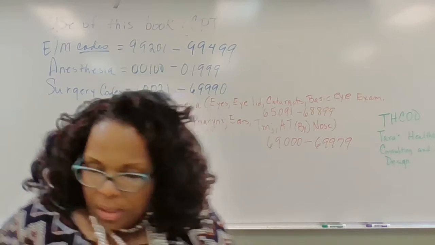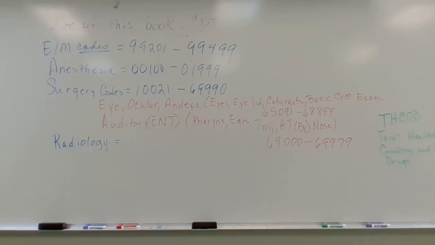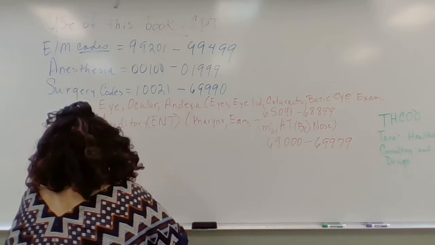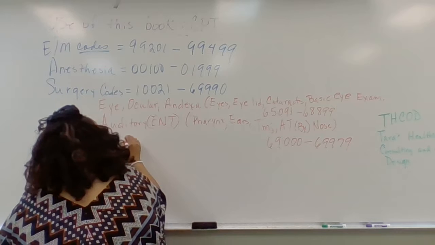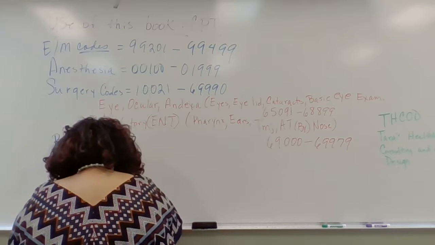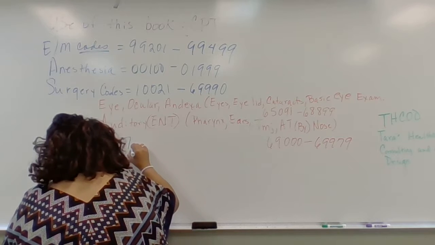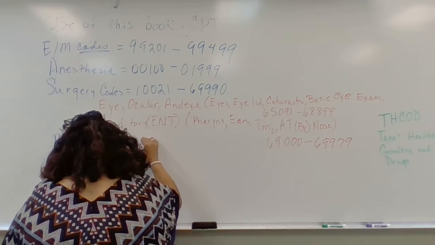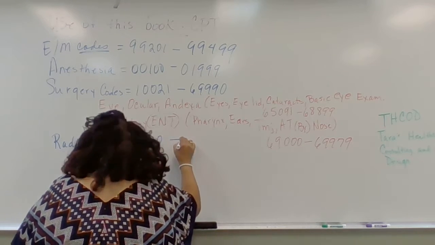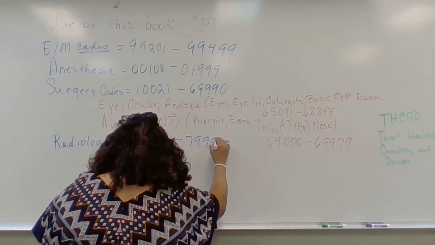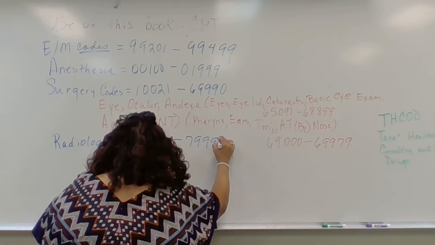What codes begin in radiology, everybody, and end? 70010 to 79999. And one more 9? Yes, ma'am, one more 9.